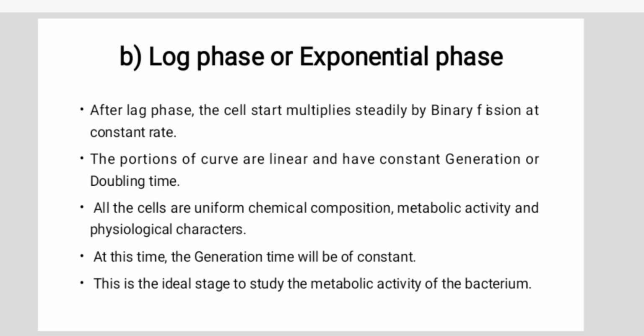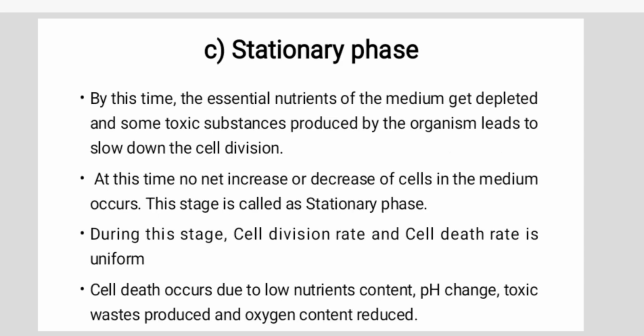Log phase or exponential phase. After the lag phase, the cells start to multiply steadily by binary fission at a constant rate. This portion of the curve is linear and has a constant generation or doubling time. All the cells have uniform chemical composition, metabolic activity and physiological characters. This is the ideal stage to study the metabolic activity of the bacterium.